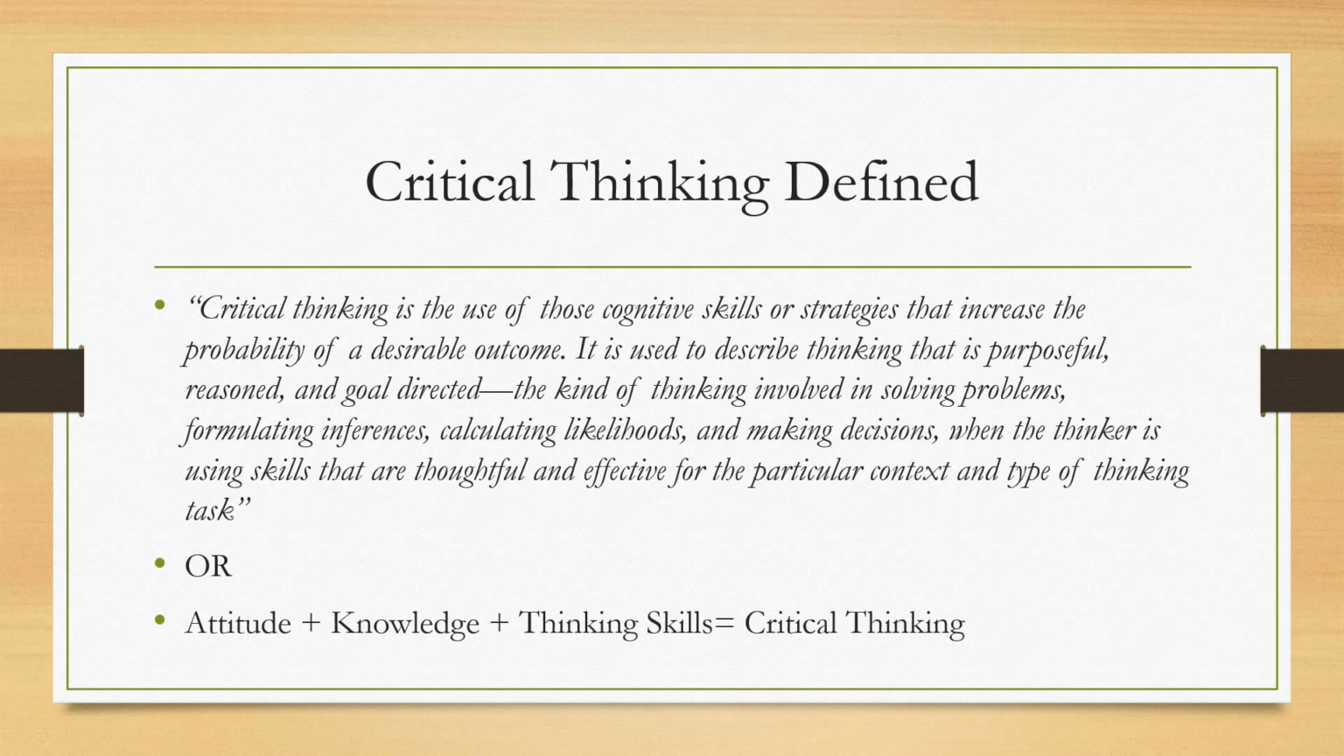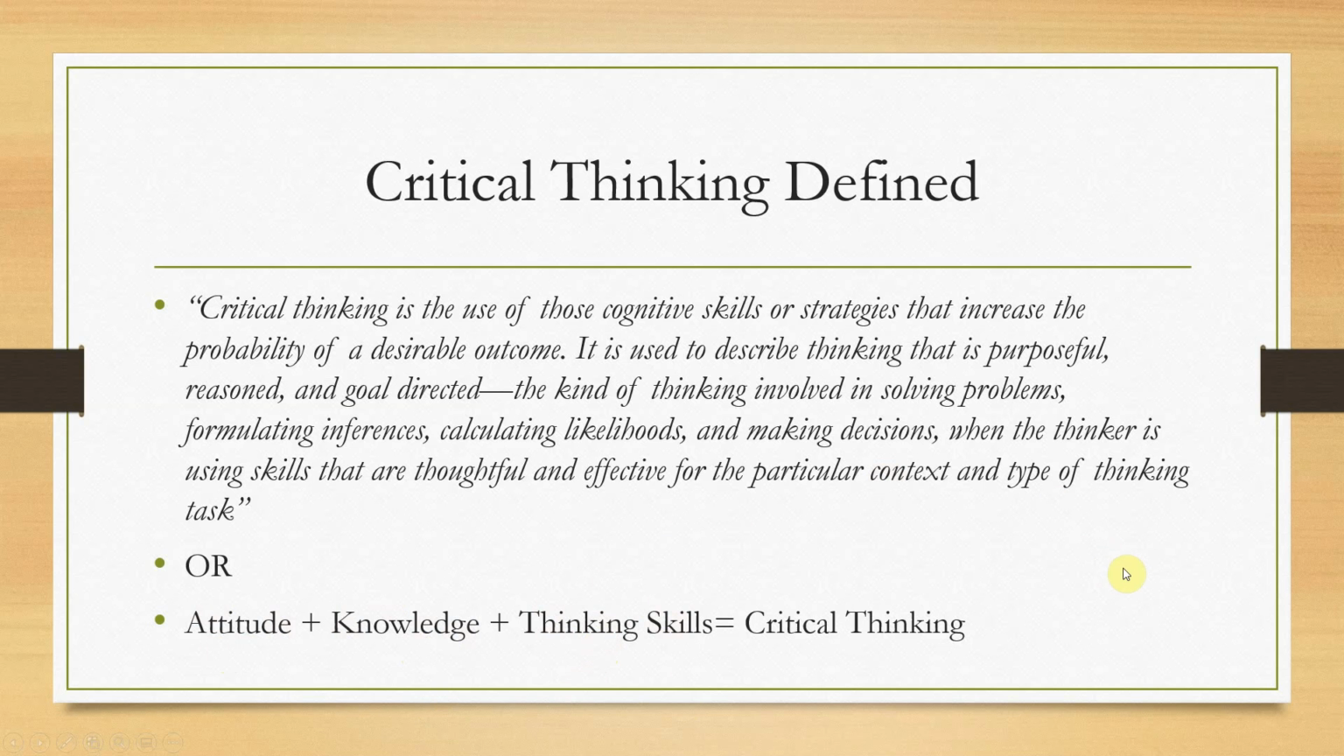So what I've done is that I've simplified this huge definition into a simpler equation down here of what critical thinking is. So basically what is being said in that top definition is that critical thinking is the sum of attitude plus knowledge plus thinking skills. In the above chunk here, there is something that describes an attitudinal piece to critical thinking, a knowledge piece to critical thinking, and some sort of set of thinking skills that are needed to be able to critically think.